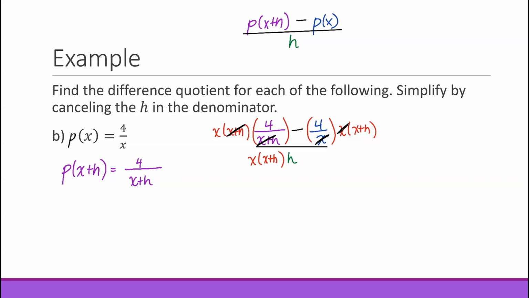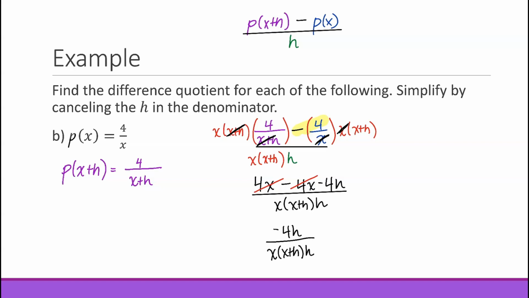So let's see what we have left. We have a 4x left minus, so what's left here is a minus 4 times this quantity x plus h. So minus 4x minus 4h. So again, this negative 4 distributes, and then we have all over x times the quantity x plus h times h. And then we can see that the 4x minus 4x cancels. So we have minus 4h on the top, or negative 4h, and then x times x plus h times h.